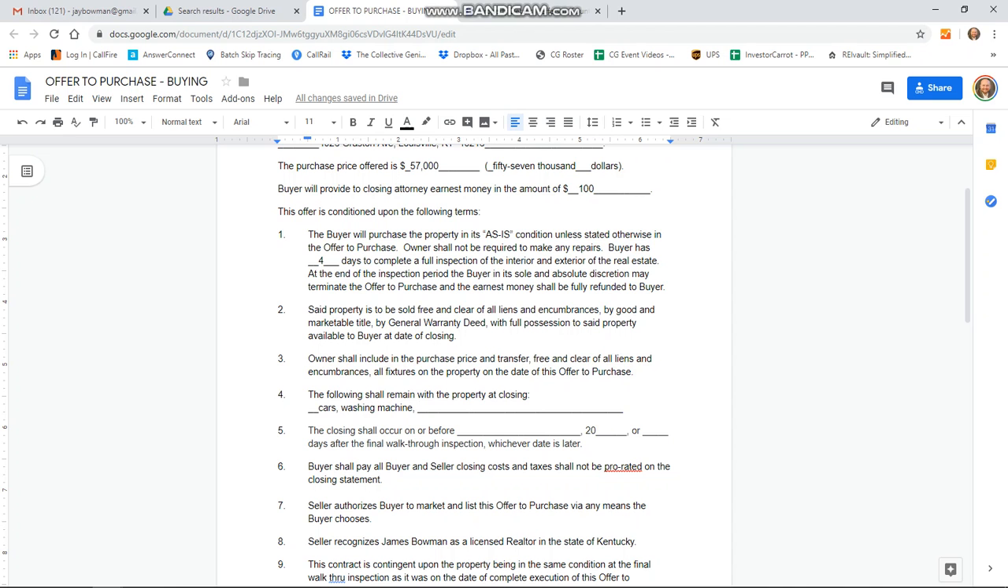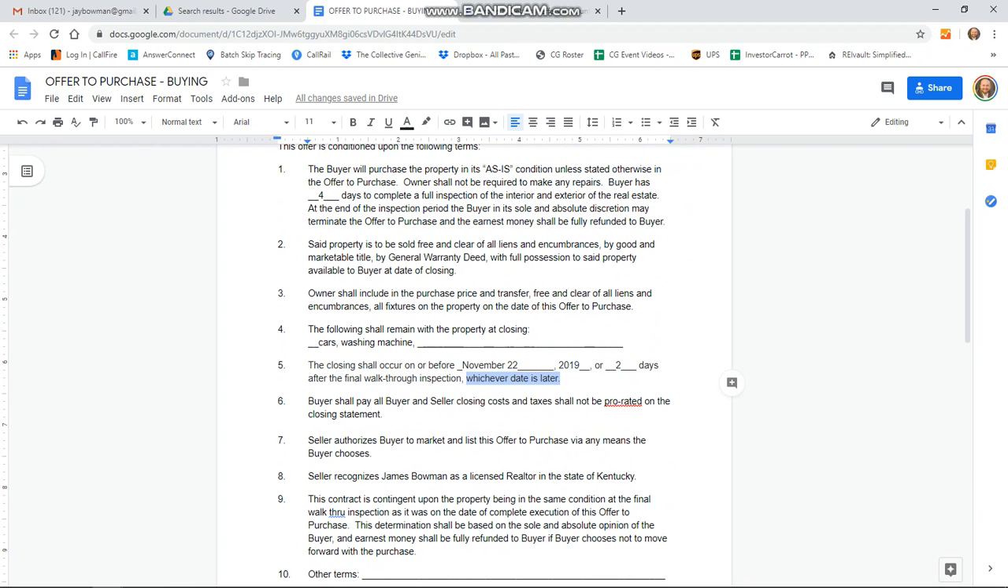And then we would fill in a closing date. And in this instance, she was willing to close on November 22nd, 2019, or, and this is a big one, and I'll explain why in a minute, 2 days after the final walkthrough inspection, whichever is later.